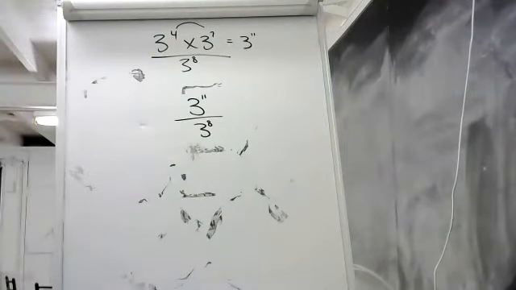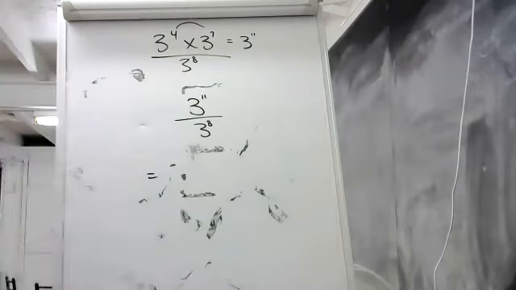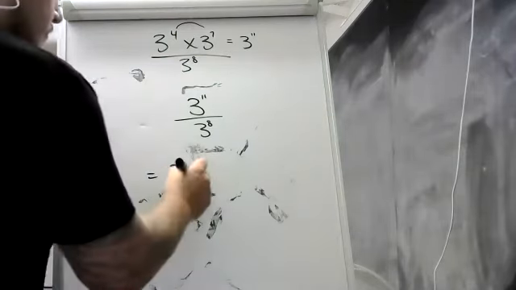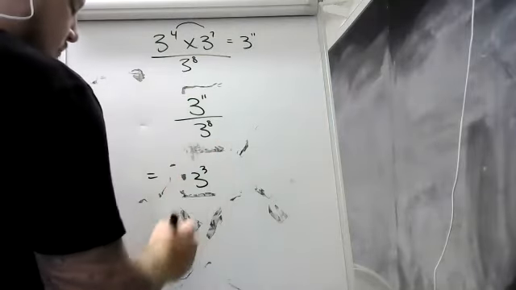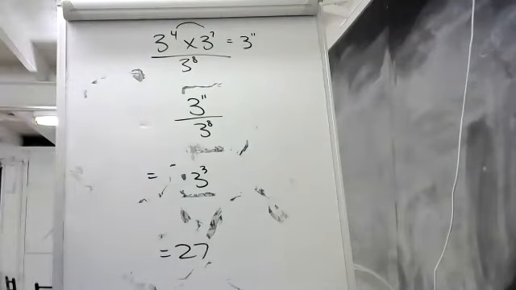What do we do with division? Minus. We take them away. So we have 3 to the power of 11, take away 3 to the power of 8. We have 3 to the power of 3, which equals 27. We get 27. Perfect. All right, let's move on from that.